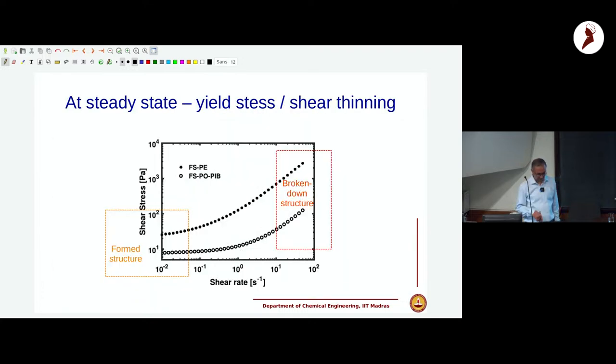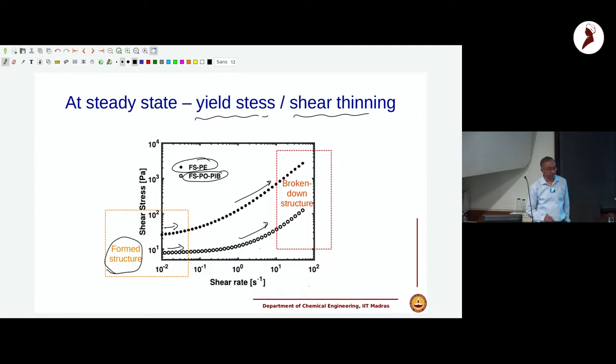If you look at the steady state response, both of them have yield stress and both show shear thinning. You have a higher yield stress for the polyethylene system and a lower yield stress for the paraffin oil and PIB system. But both of them have this shear thinning response as you go to higher and higher strain rate. Presumably, this is where you would have formed structure, and at higher shear rates, you would have more or less broken down structure.